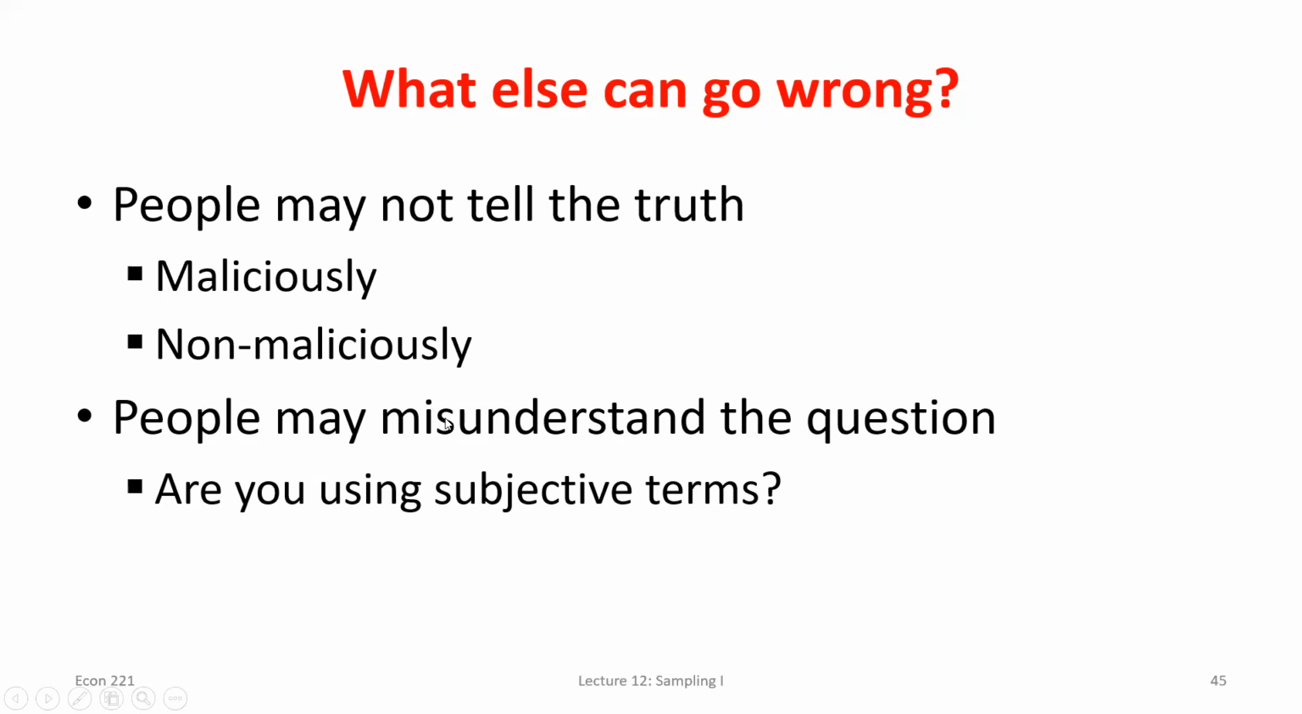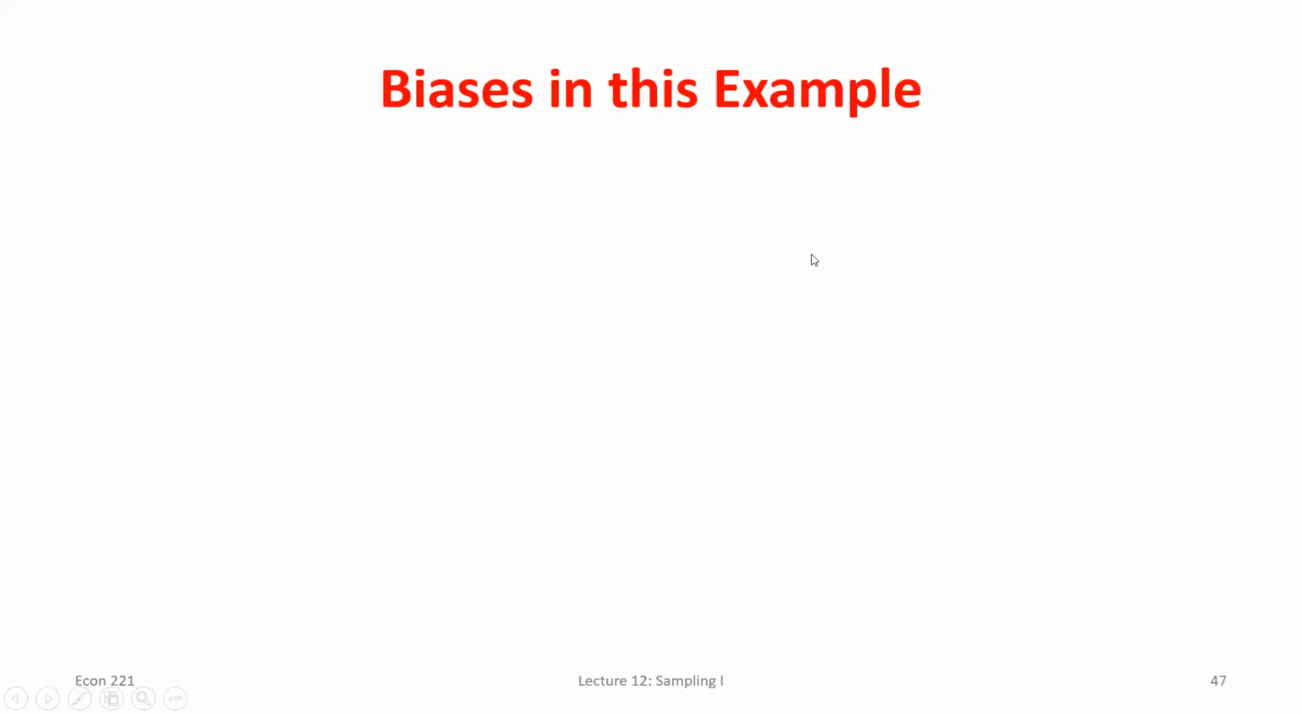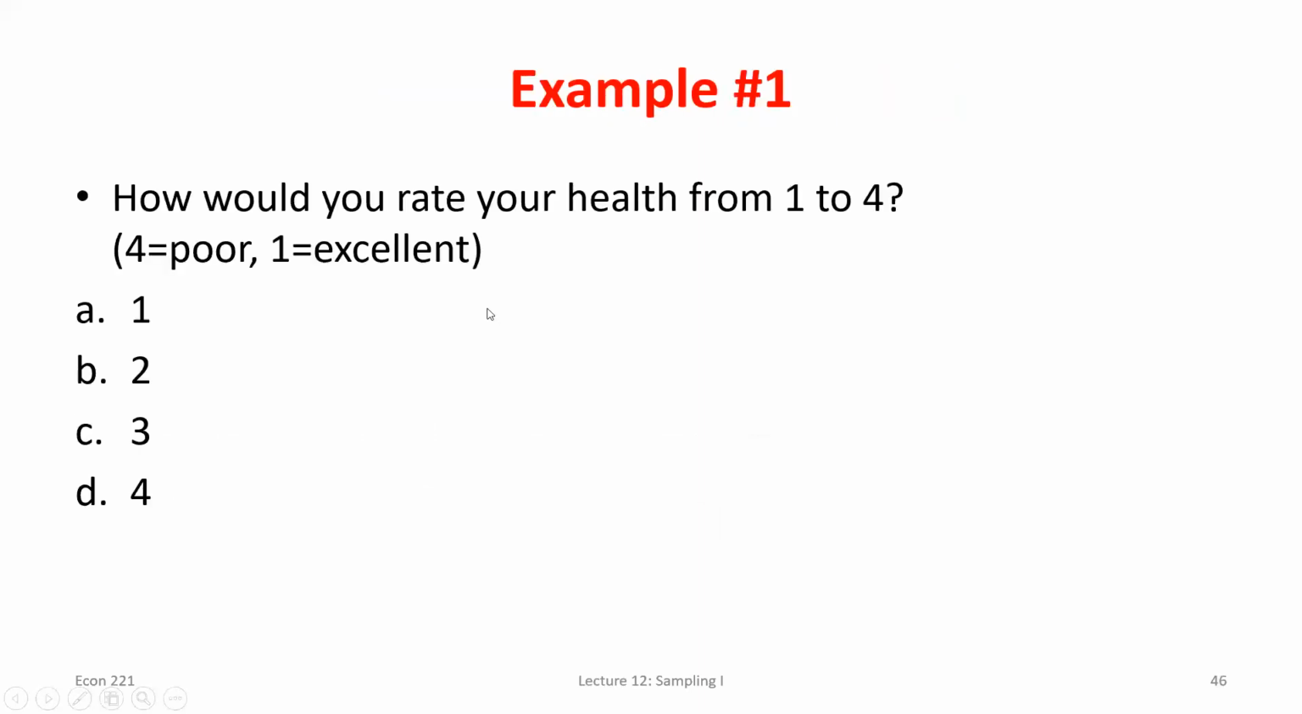So we'll work through a couple of examples just to hammer home some of these biases we're thinking about. Let's say I asked everybody in this class how they would rate their health from 1 to 4, and then look at the results. So let's think about these different types of biases. My selection bias: if I'm asking everyone in this class, and I'm thinking about my population as the United States, I have an over-selection of young individuals.